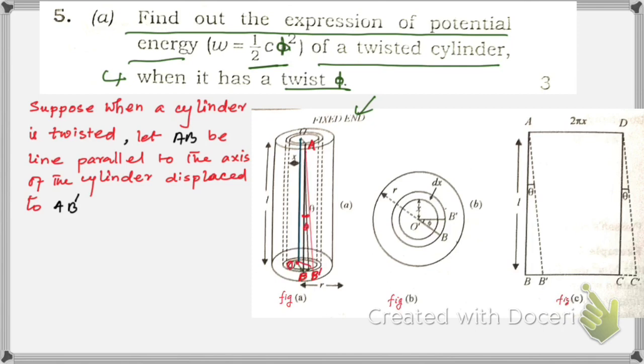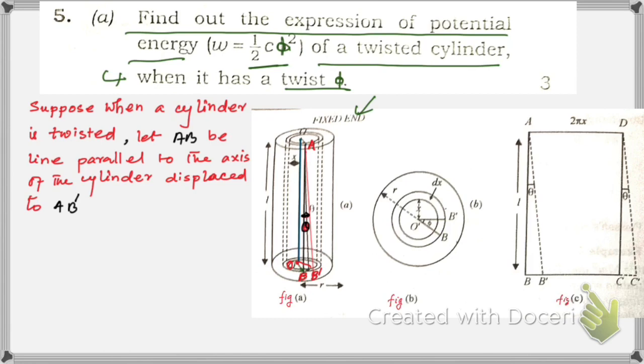Here you can see, this black color is AB. If you can see the diagram clearly, this one is AB, and it is twisted and displaced to AB dash. This is B dash, right? And here you see the angle between AB and AB dash is theta. So this is theta, right?